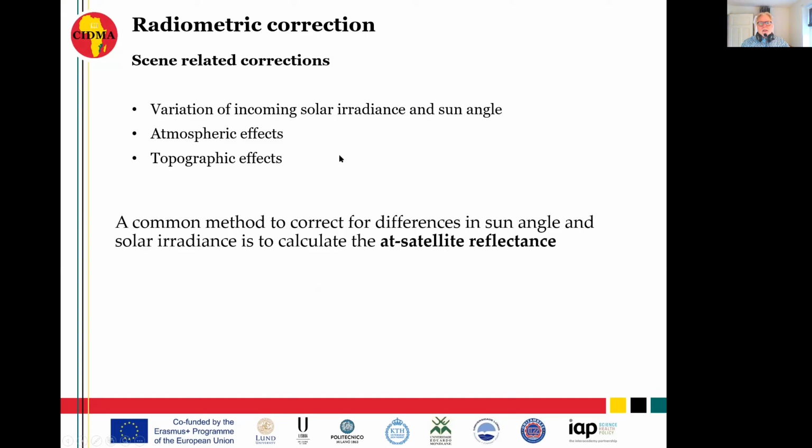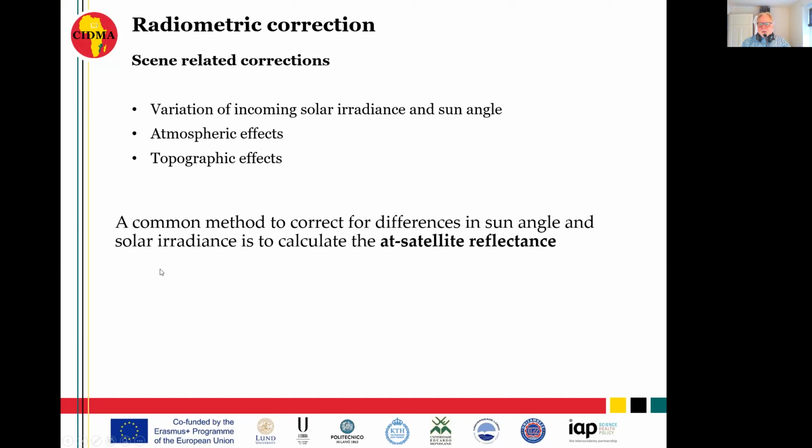Atmospheric effects are also something. Maybe one day there was a lot of disturbance in the atmosphere that affected the amount of energy that actually penetrated to the Earth and was then reflected up to the satellite and then measured up there. And we would also have some topographic effects depending on the slope and aspect of the topography.